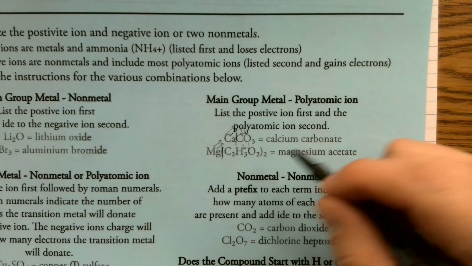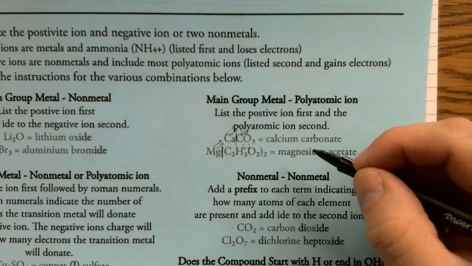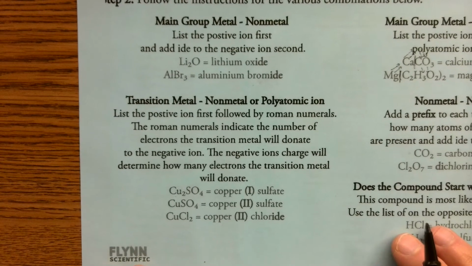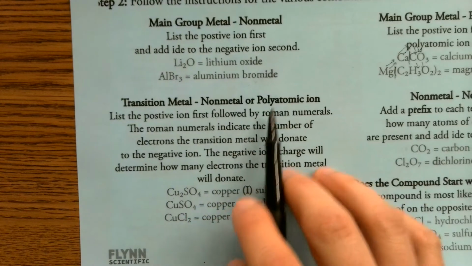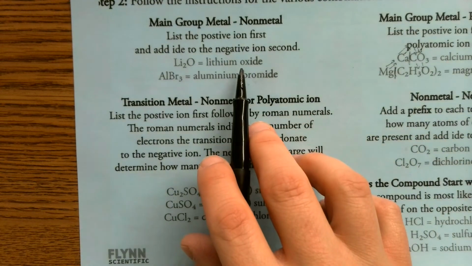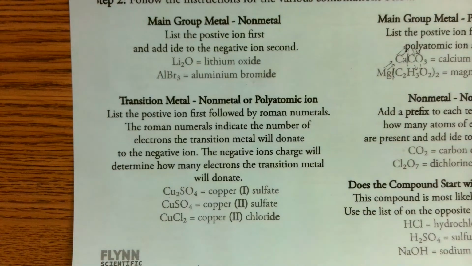It takes time to recognize what is part of what. Okay? All right. Now, let's get into transition metals. This one gets a little trickier. And I kind of group these together, nonmetals and polyatomic ions, because they follow the same rules as main group metals. So I'm kind of grouping it together.